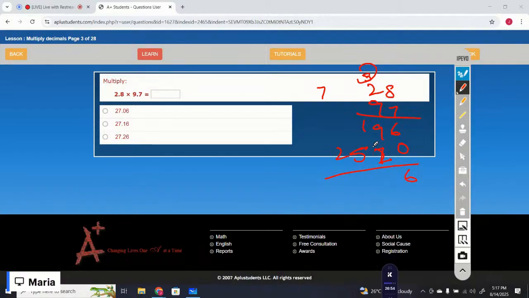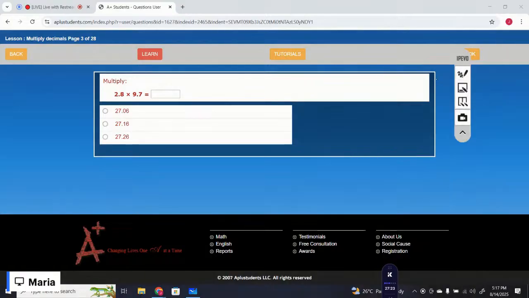6 plus 0 is 6. 9, 10, 11. Write 1 and carry 1. 5, 6, 7 and 2. That is 27.16. That is 27.16. Option number 2 is the correct option.